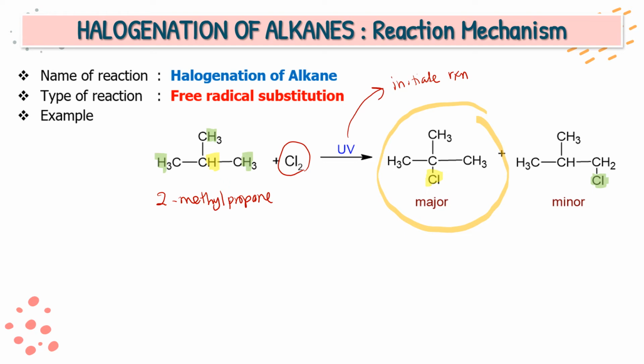Now, for halogenation of alkane, there are 3 steps that you need to follow. And these 3 steps are specific steps, fixed in that form. You will see we have the initiation step, second, the propagation step, and third, the termination step. So let's take a look at the steps one by one.